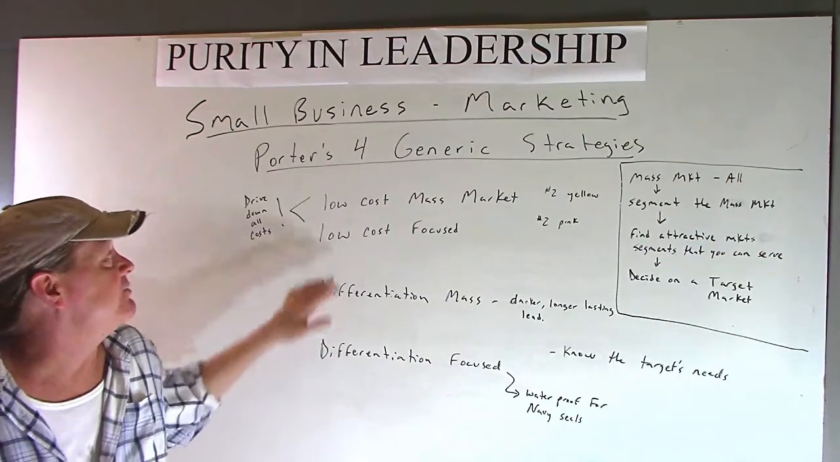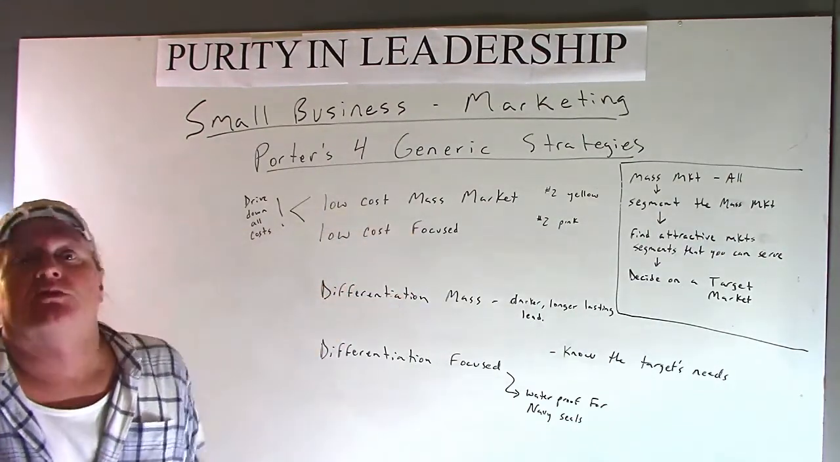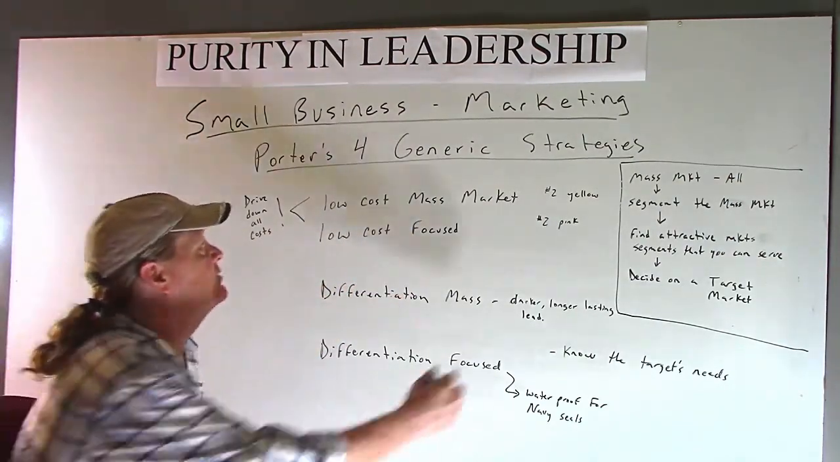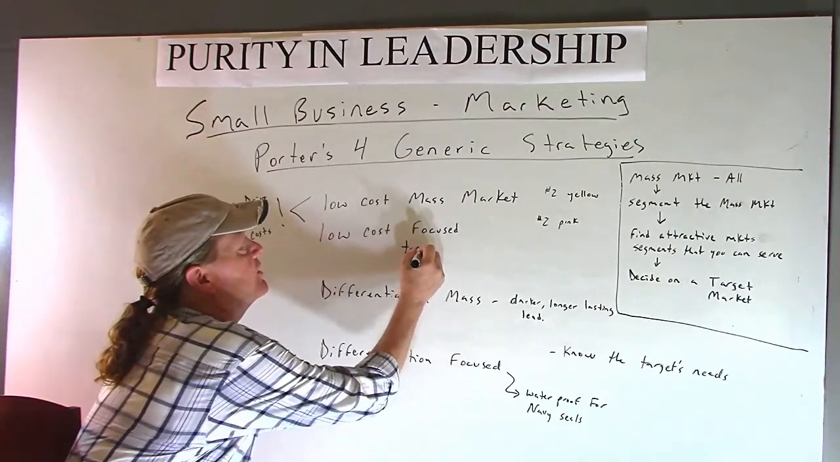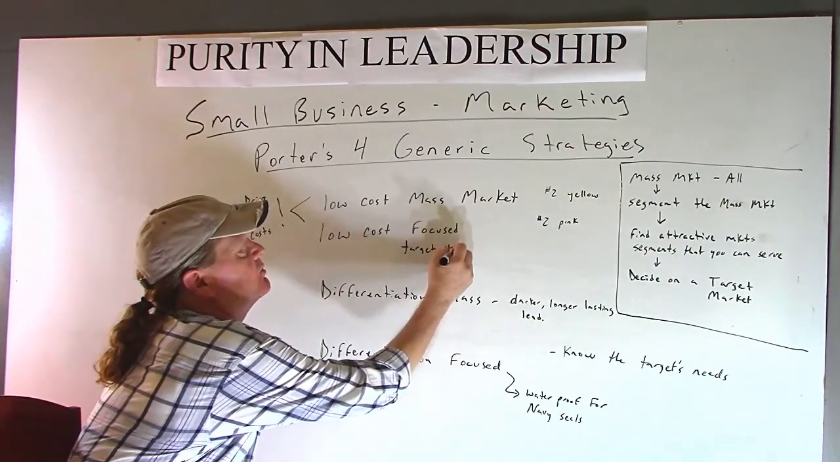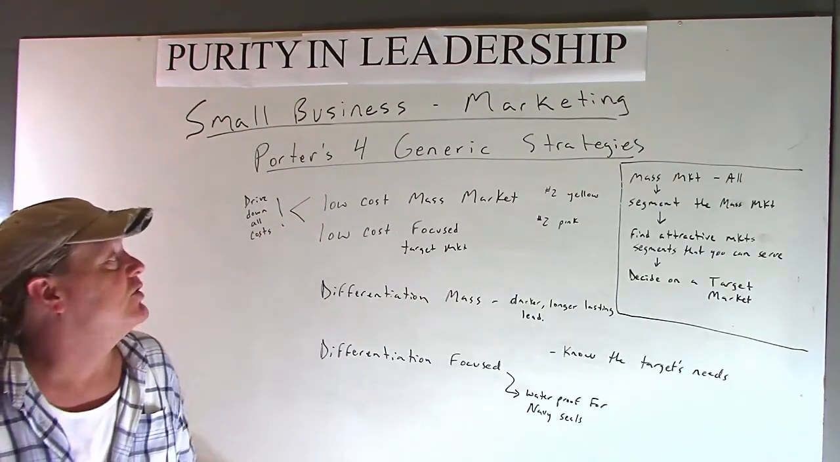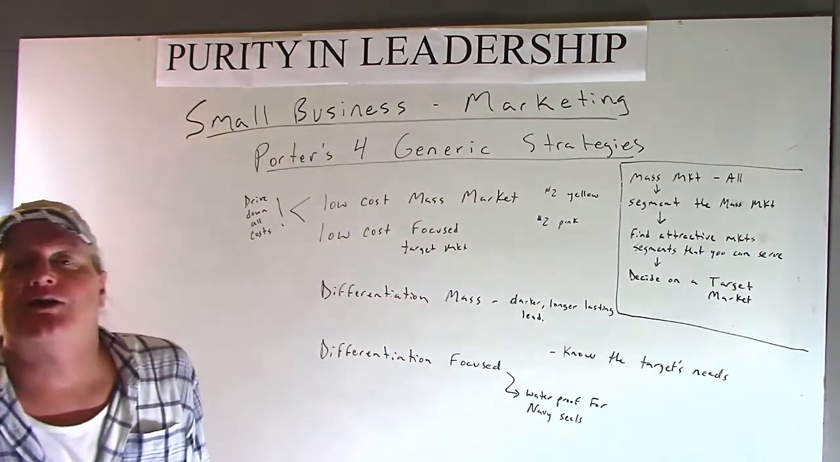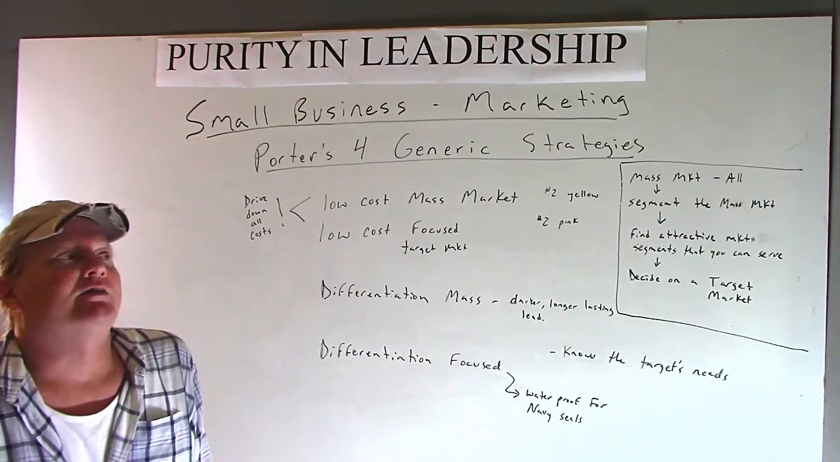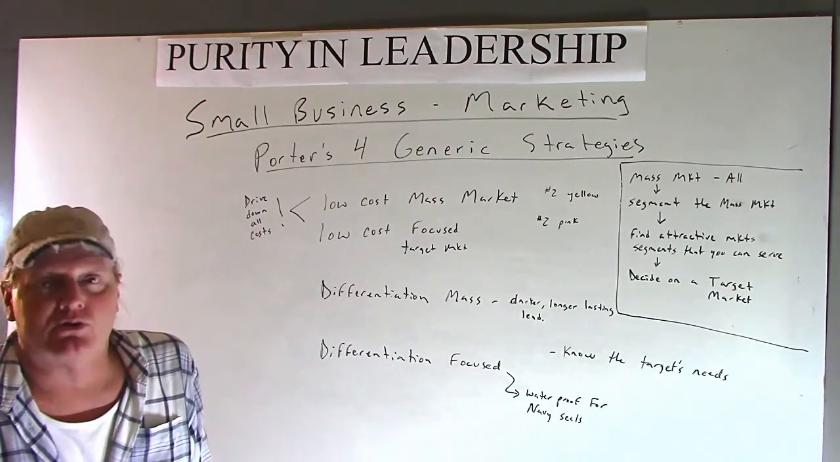But then we could have low cost focused, where we pick a target. We have to have a target. So in this case, I'll make that yellow number 2 pencil pink. And now guess who it's for? In this country, it would be for girls.